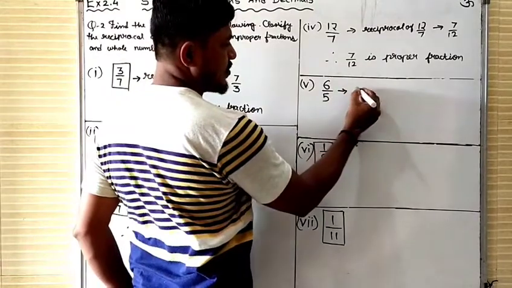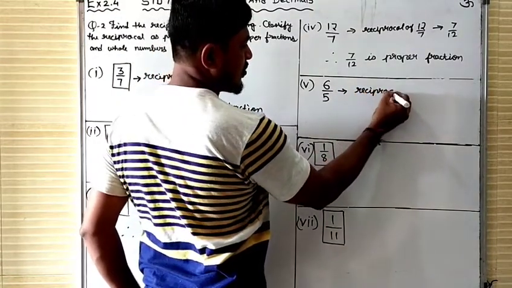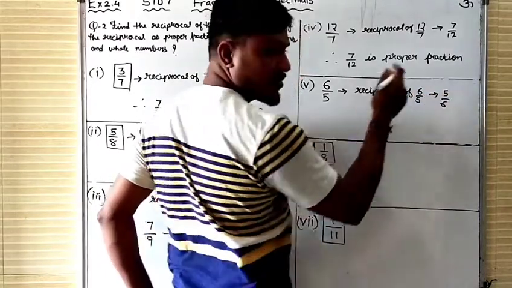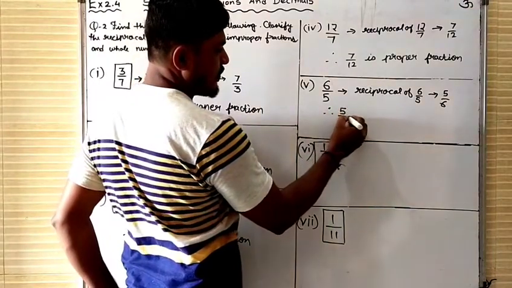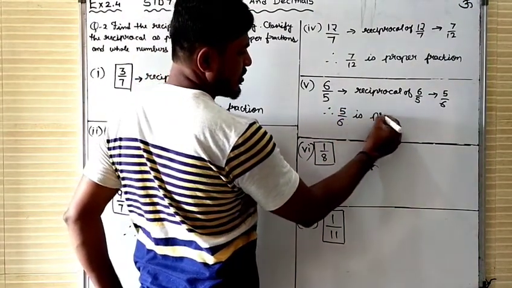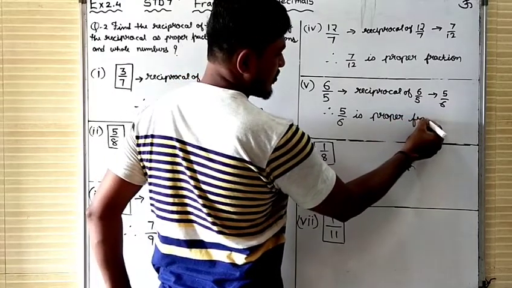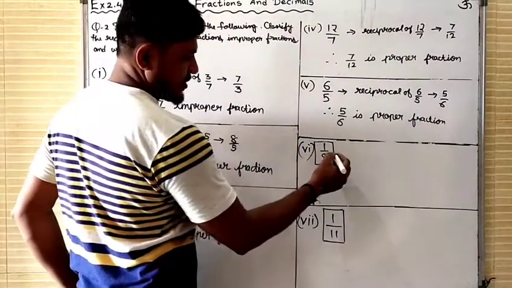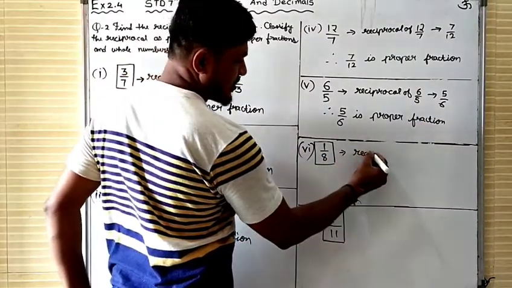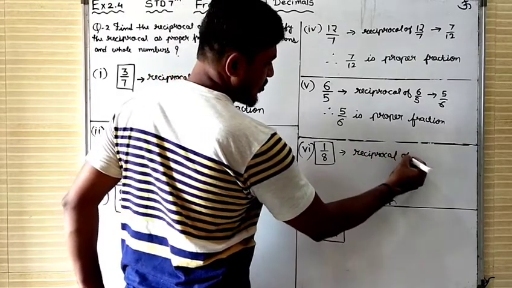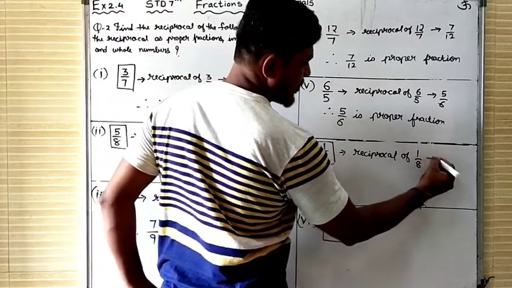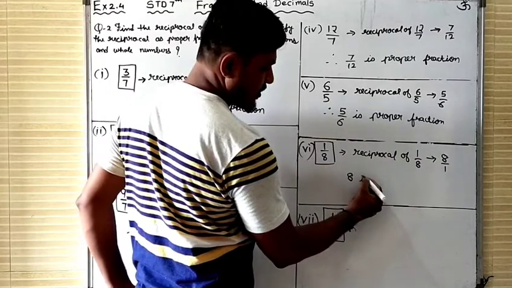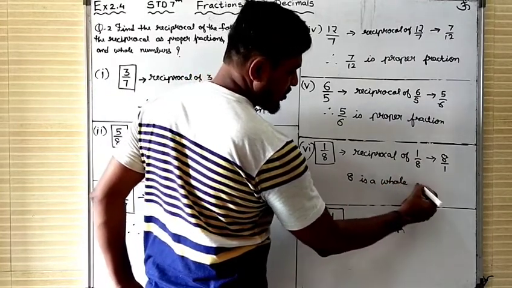You can write 'is' or you can put an arrow. Then reciprocal of 6 by 5 is 5 by 6. Here also numerator less than denominator, therefore 5 by 6 is a proper fraction. 1 by 8. Reciprocal of 1 by 8 is 8 by 1. That means 1 has no value, 8 is a whole number.